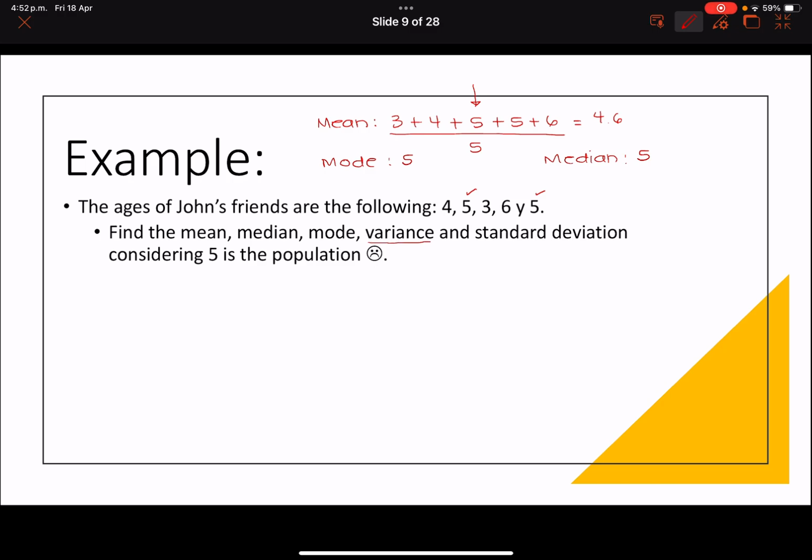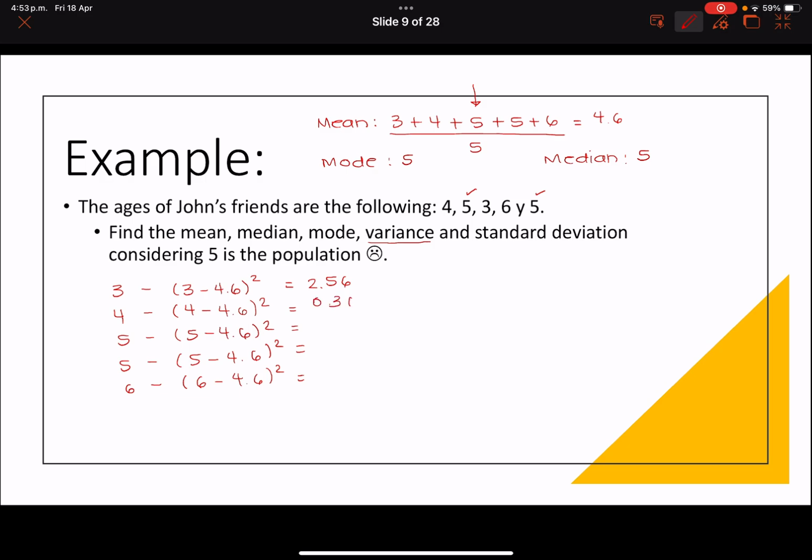Now let's go into the variance. So I'm going to have 3, 4, 5, 5, and 6. The formula says that we subtract my mean from my data points. So I'm going to subtract 3 minus 4.6, and we have to square it. Then I have 4 minus 4.6 squared, 5 minus 4.6 squared, again 5 minus 4.6 squared, and then 6 minus 4.6 squared. You can do it in one line, it doesn't matter. I'm just doing it the long way. We have 2.56, 0.36, 0.16, 0.16, and 1.96.